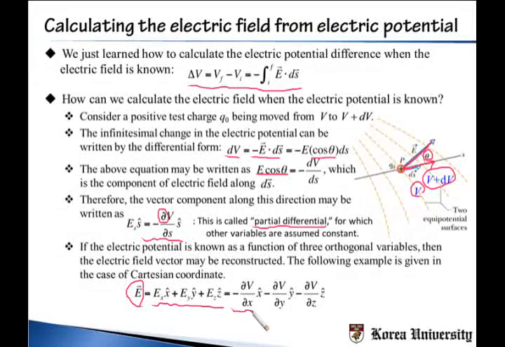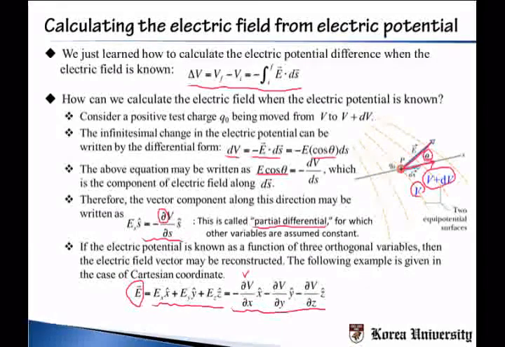Remember, each electric field component is the partial differential of the electric potential along X, and then along Y, and along Z. Calculate them independently, and then just combine using this formula. This is how you calculate the electric field when the electric potential V is known.